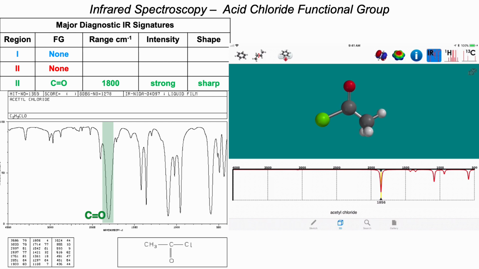Yes, there is a C-Cl bond, but that is going to occur below 1500, and for all intents and purposes in our class, we're not really going to consider anything below 1500 to about 500, as that is the fingerprint region. And it gets a little busier, so it's harder to interpret things, which is beyond the scope of Organic Chemistry 1.